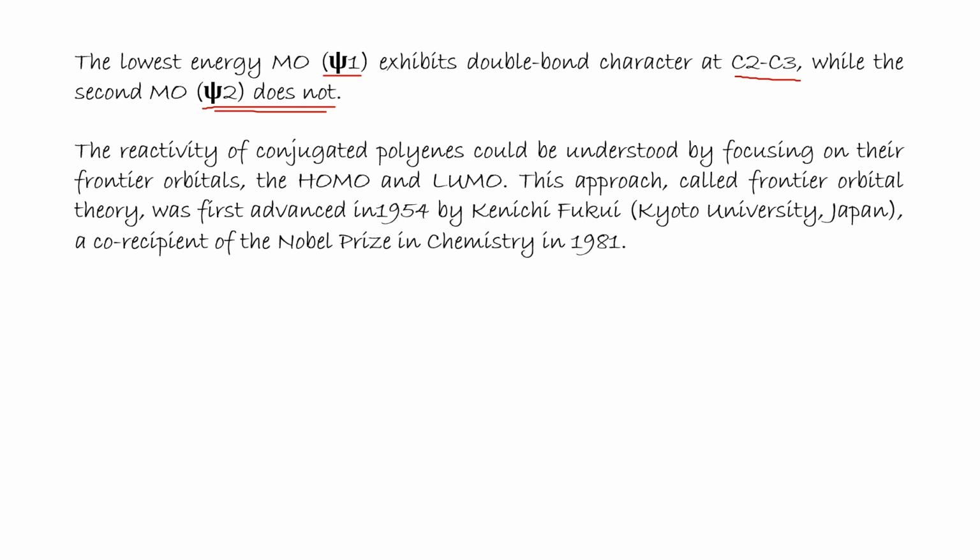The reactivity of conjugated polyenes could be understood by focusing on their frontier orbitals, which are the HOMO, the highest occupied molecular orbital, and the LUMO, the lowest unoccupied molecular orbital, discovered by Kenichi Fukui in 1954, and he obtained the Nobel Prize in Chemistry for his contribution in 1981.